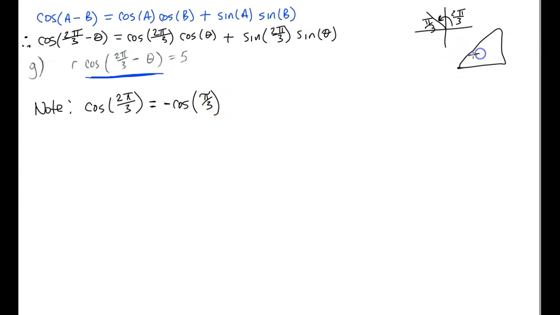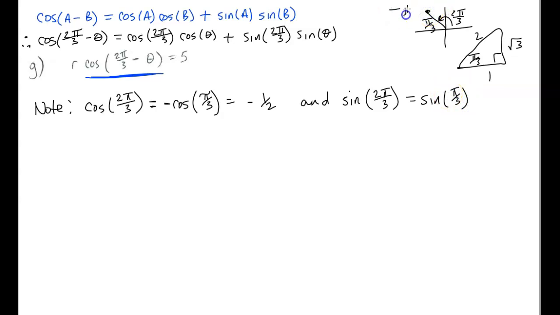And of course, using what we know about the 30, 60, 90 triangles, pi over 3 is the same thing as 60 degrees. So this is going to be the square root of 3 side. This will be the 2 side. That'll be the 1 side. So here we know that cosine of pi over 3 is adjacent over hypotenuse, which will give us a minus 1/2. And of course, sine of 2 pi over 3 is just going to be the same as sine of pi over 3, because sine is positive in quadrant 2. So remember, negative x values, positive y values. And so sine of pi over 3 is just square root of 3 over 2.